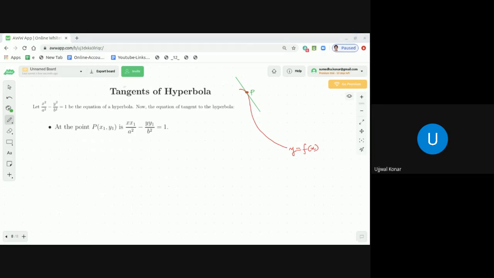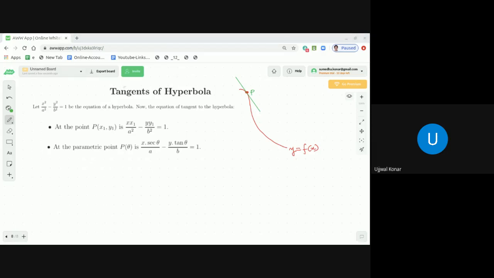Now, if the point P is a parametric point, that means what? It is a parametric point. If you recall, we discussed the parametric point earlier in the session today. So at that parametric point, the equation of the tangent should be x sec theta by a minus y tan theta by b is equal to 1. That is the equation of the tangent at the parametric point.